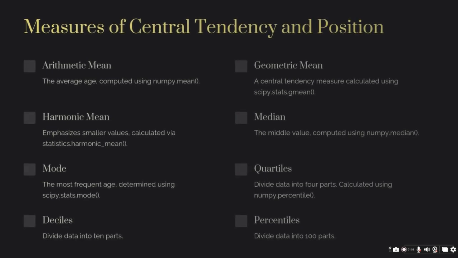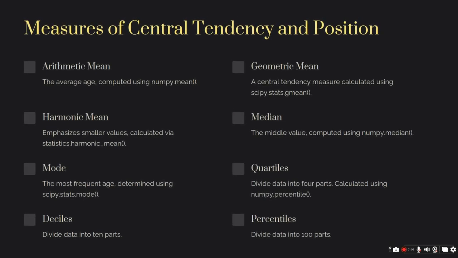For summary statistics, we calculated central tendency measures like the mean, the average age; the median, the middle value, useful for identifying typical employees without outliers; and the mode, showing the most common age. We also explored quartiles, deciles, and percentiles.